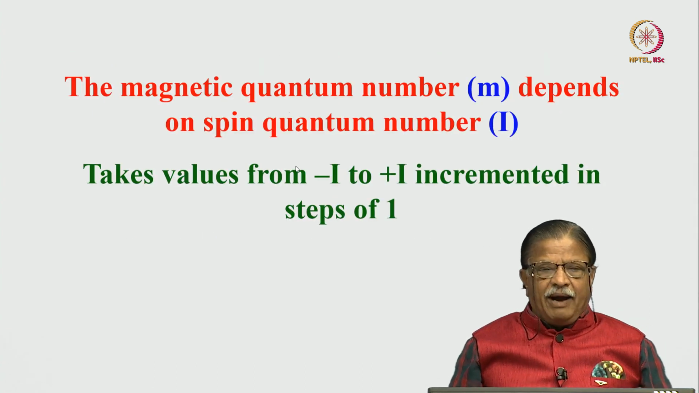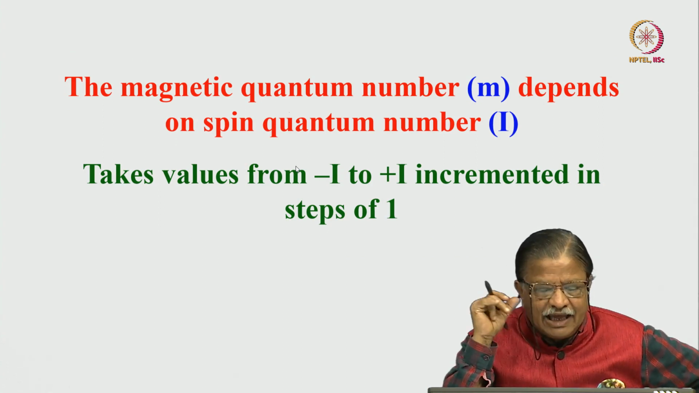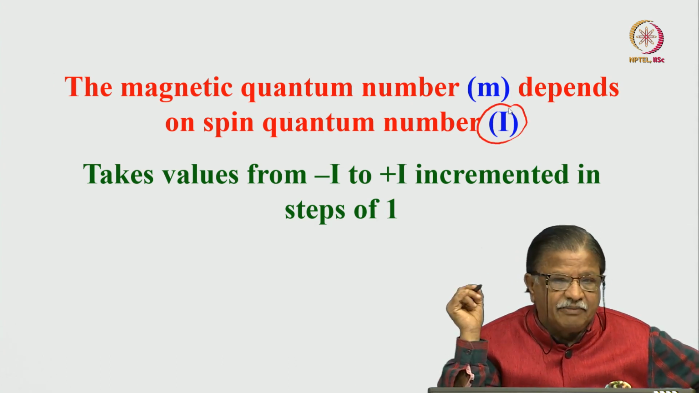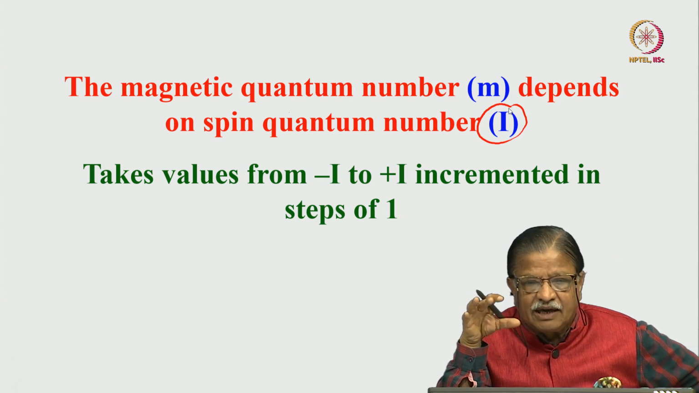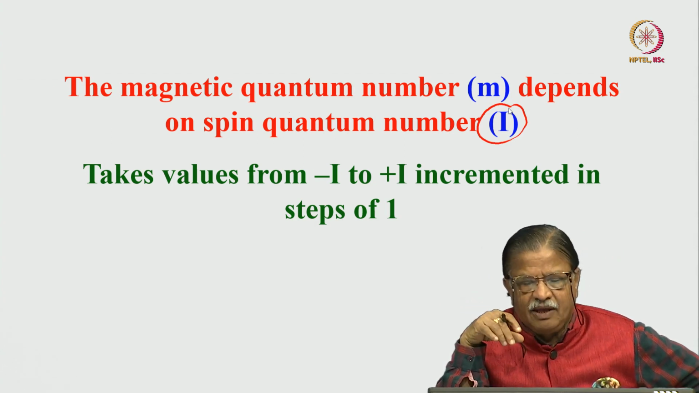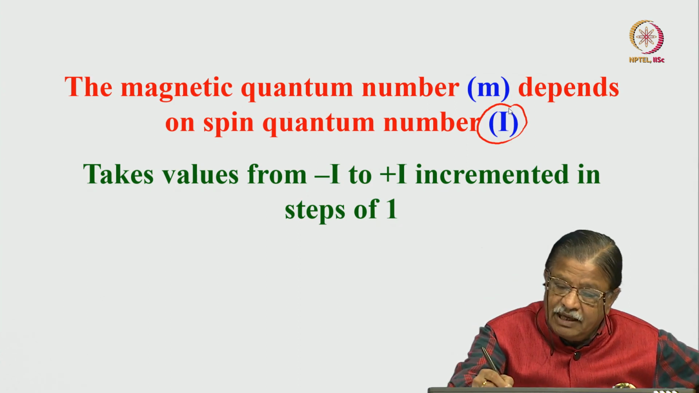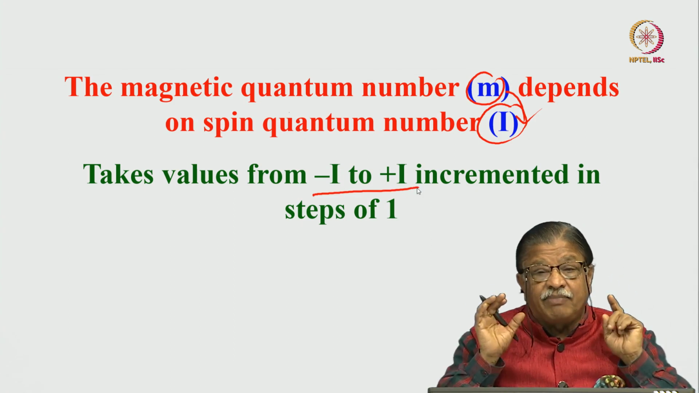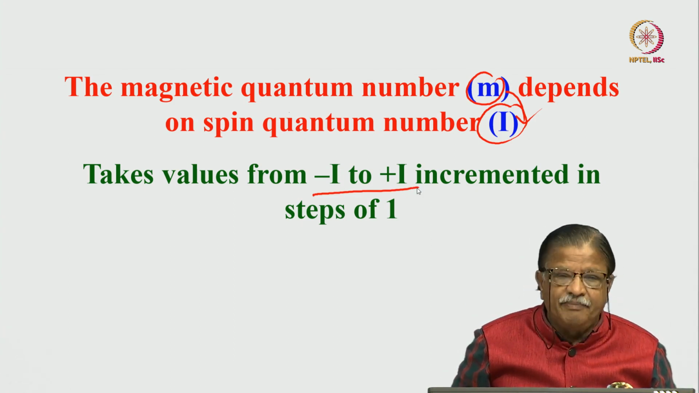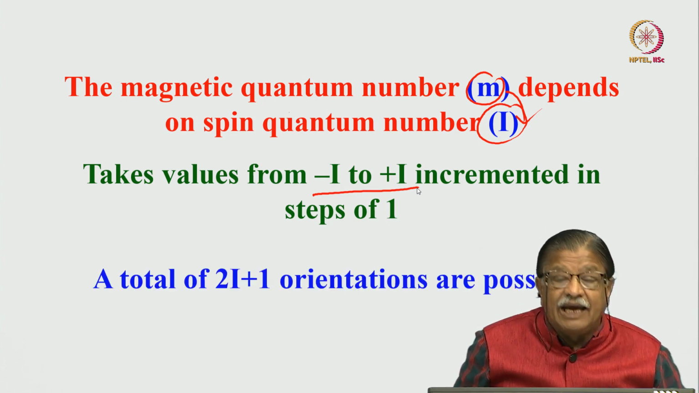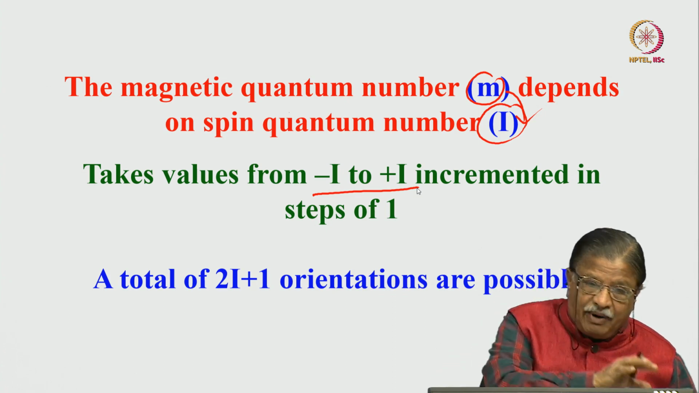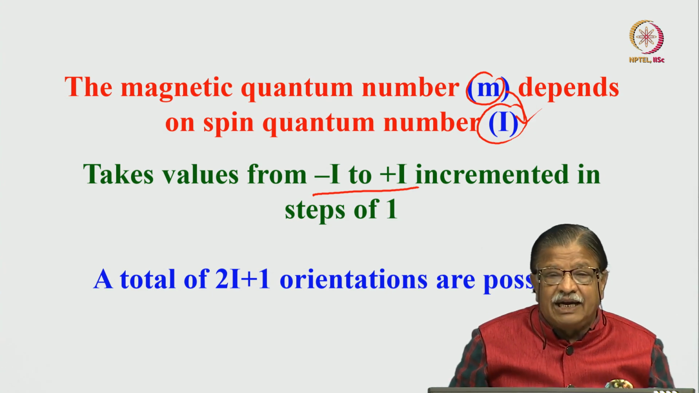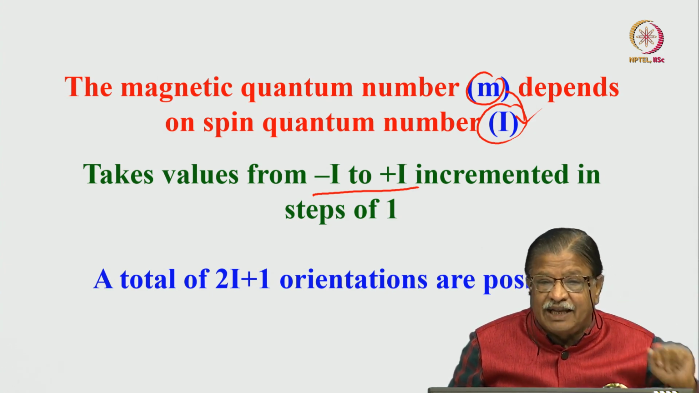Now the magnetic quantum number m in turn depends on what is called the spin quantum number I. I told you about the spin quantum number and I told you about m. They are all related to spin angular momentum P. Now the magnetic quantum number m is related to I, and it takes the values from minus I to plus I in steps of 1. For example, if I is equal to 1, it starts from minus 1, add 1 it is 0, add 1, it will become plus 1. So that means it has 2I plus 1 possible orientations.